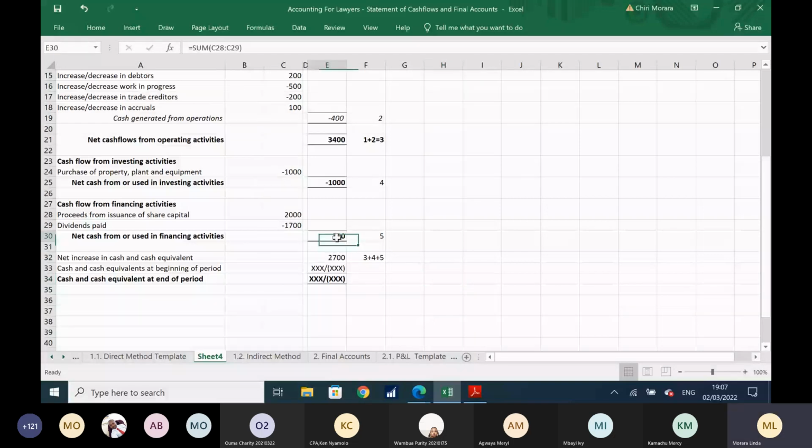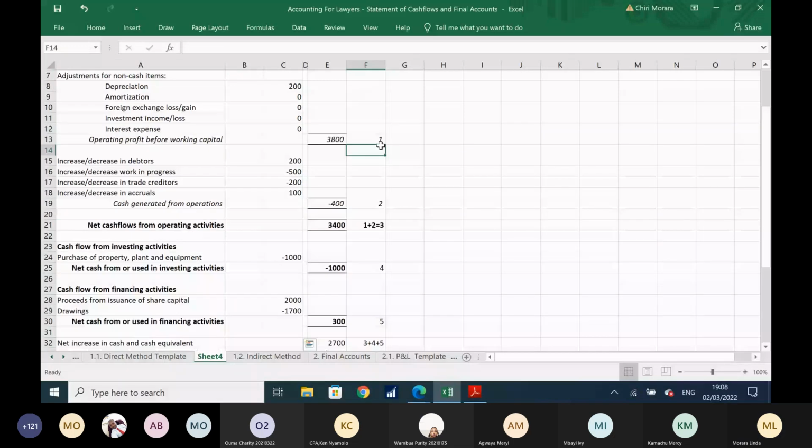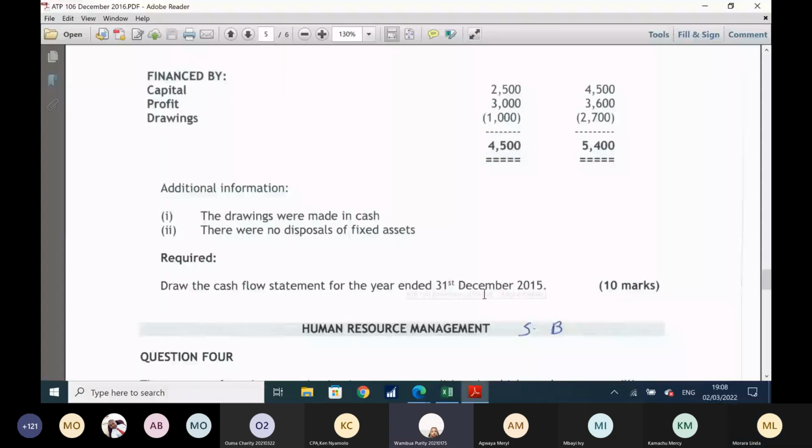Now, I should have renamed this; this was drawings. Let's just call it drawings. You already understand what drawings is. Yes, sorry to interject again. So how are you getting 2,700? Let's go back to that.